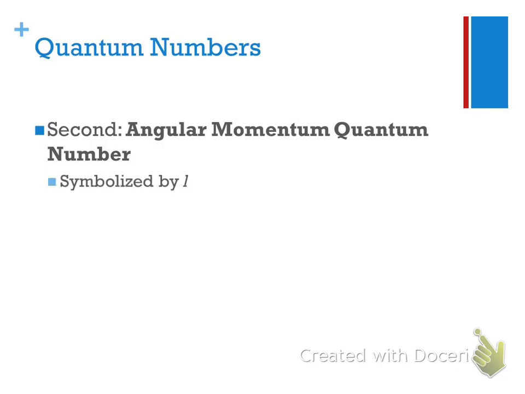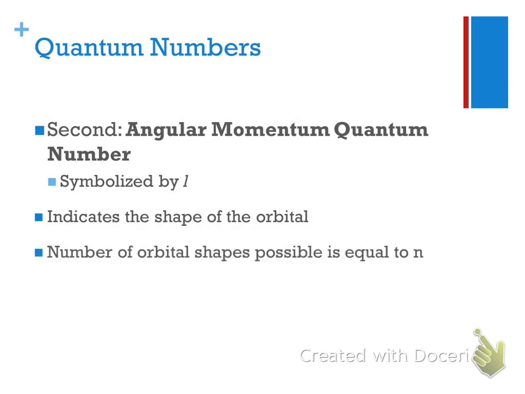Second one is called the angular momentum quantum number, which is a lot more fancy name than it needs to be. And this is a lowercase l. You'll usually see me write this in cursive because otherwise it looks like a 1 or something else crazy. So this is a lowercase l. And what this tells us, the second part again, it tells us the shape of the orbital.